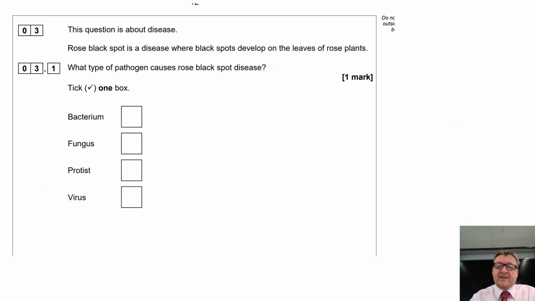This question is about disease. Nothing better than talking about a disease. Rose black spot, I wonder what plant that grows on, I wonder what it looks like. It is a disease where black spots develop on the leaves of a rose plant. What type of pathogen causes rose black spot disease? Right, this is one you just got to kind of remember really. So you need examples of each one, and it is a fungus.